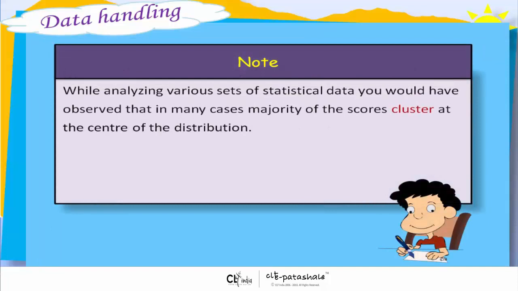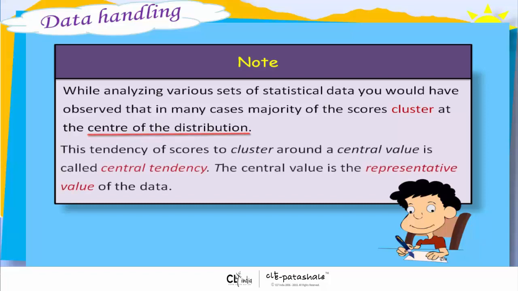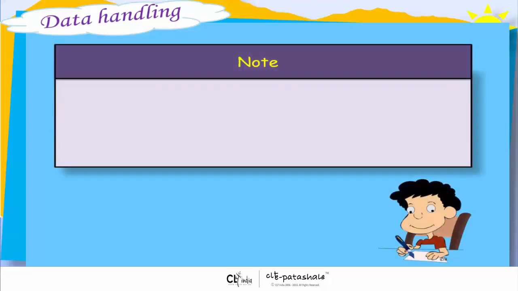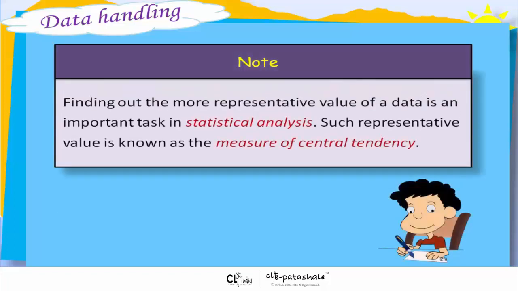Note that while analyzing various sets of statistical data, you would have observed that in many cases, the majority of the scores cluster at the center of the distribution. This tendency of scores to cluster around a central value is called central tendency. The central value is the representative value of the data. Finding out the most representative value of a data is an important task in statistical analysis. Such a representative value is known as a measure of central tendency.